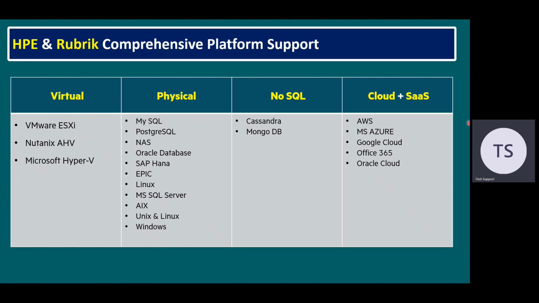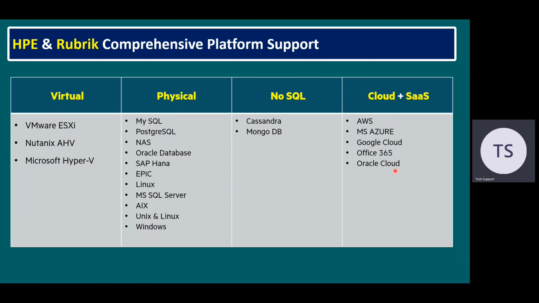And cloud plus SaaS, software as a service. Nowadays, the most popular public clouds are AWS, Microsoft Azure, and Google Cloud. From these three public clouds, we can take backups of your virtual instances. Also, if you have a SaaS platform like Office 365, you can take backups of your SaaS platform data as well. Similarly, Oracle Cloud is also supported. Okay, so this is the comprehensive platform support.